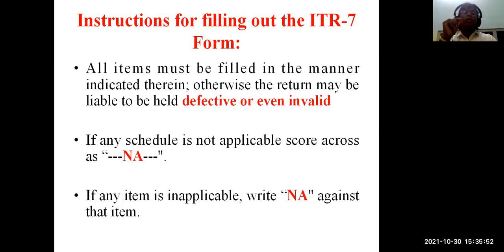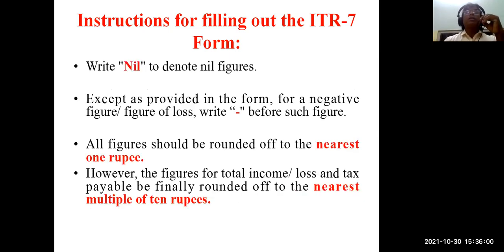NM is not applicable. And if any schedule itself is not applicable, against that schedule you write NA, meaning not applicable. Then some more points to fill up. You write nil to denote nil figures. If there is an item where the figure is nil, you write NIL there. Except as provided in the form, for negative figures of loss, etc., you put a minus sign. You write this minus sign before the figure.